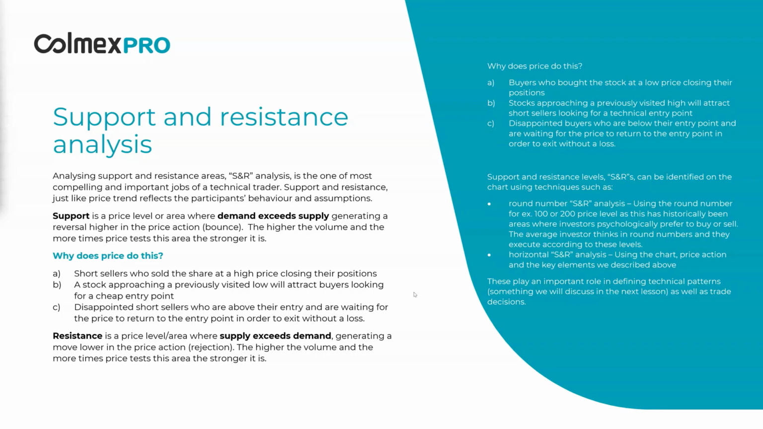So now that we've established what support and resistance levels are and what the participants' motives are at those levels, how do we identify them on the chart? We have different techniques of identifying support and resistance, or anticipated support and resistance. The first one is round number SNR analysis. So using a round number, for example 100 or 200 price level, as this has historically been areas where investors psychologically prefer to buy or sell. The average investor thinks in round numbers and they think about executing according to these levels.